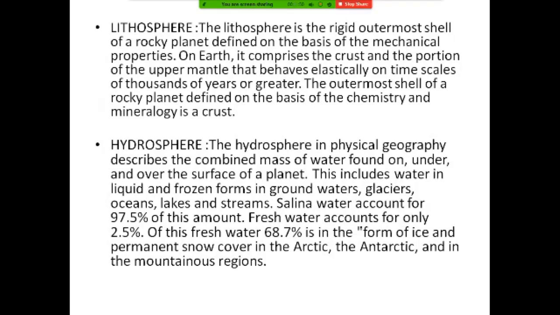And very little fresh water is there on our earth's surface. And that fresh water is also in the form of ice and permanent snow cover in the Arctic and Antarctic regions and in mountainous regions, like our Himalayas, which are covered with snow or ice. So this fresh water is very little.